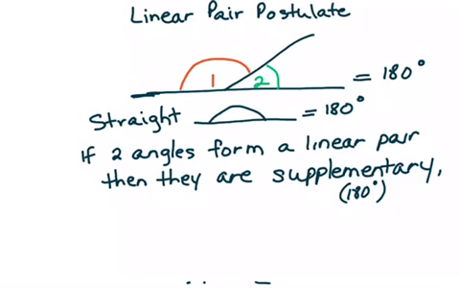Okay? So, linear pair. Two things, pair means two things that add up to 180. That means it's a straight line and it's two things, so it's a pair, two things, and it's linear. That's it.